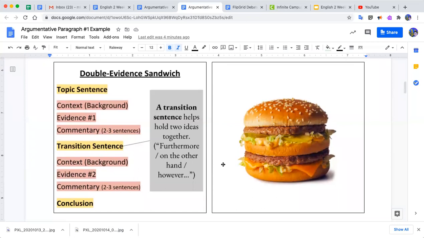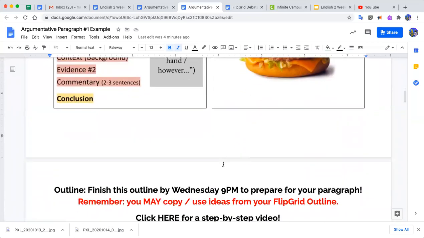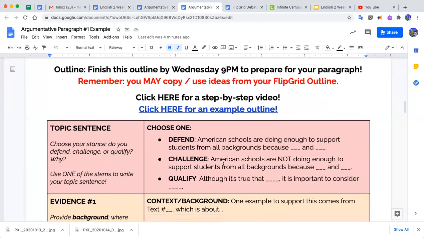So now that you're ready, let's go ahead and move to the outline. This is the part you'll work on in class today. It is very important to do so that you are ready to write tomorrow. And I'm going to show you how to do it step by step.